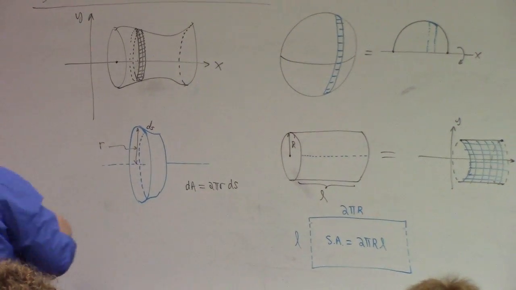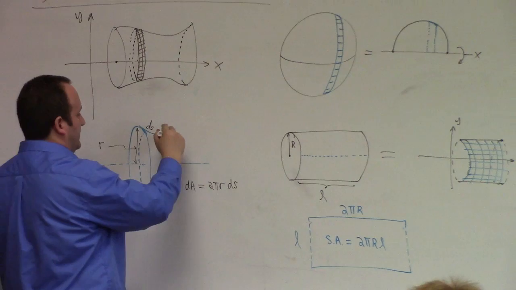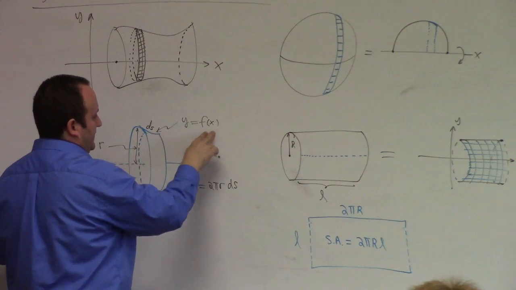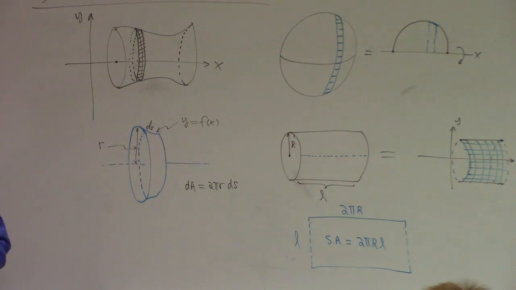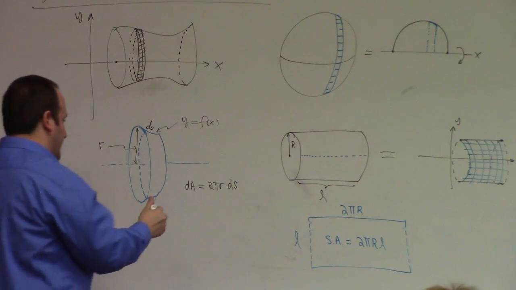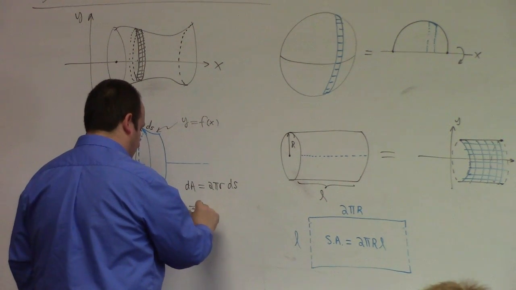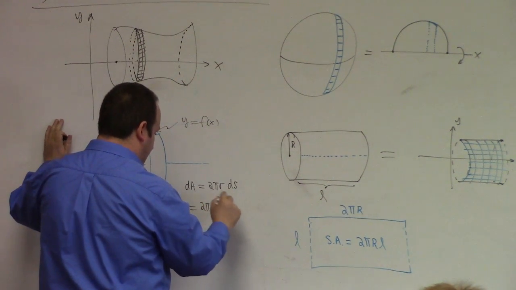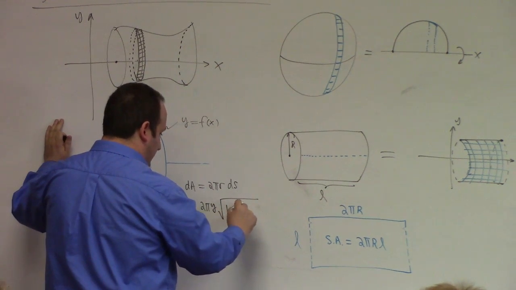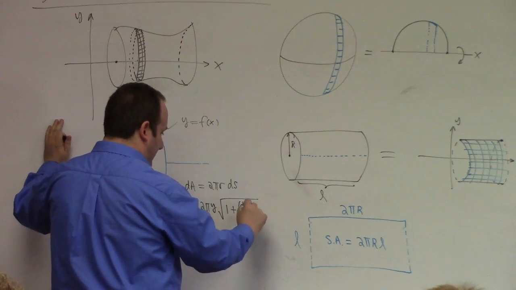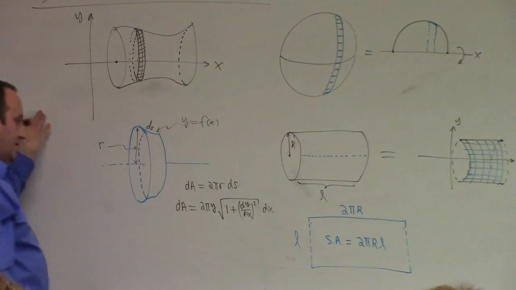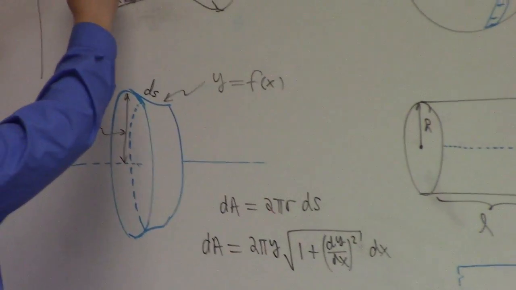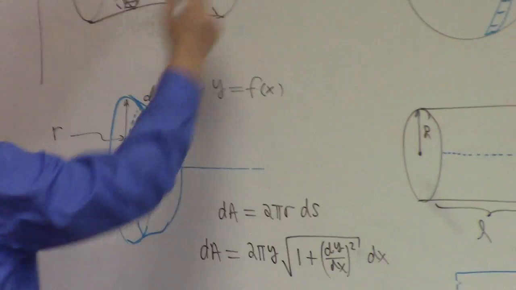Now, this top profile curve is y equals f of x, the function which is being revolved. So going back to what we did last time, ds is what? What's r? Well, r is exactly y, right? And ds is the square root of 1 plus dy dx quantity squared times dx. And there you go. Integrate that thing from a to b. That gives you the surface area of a graph from a to b revolved around the x-axis.